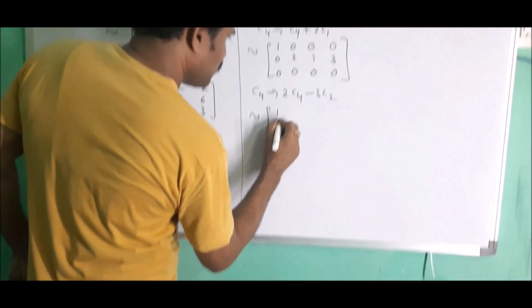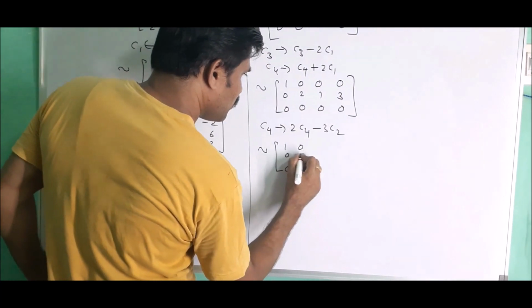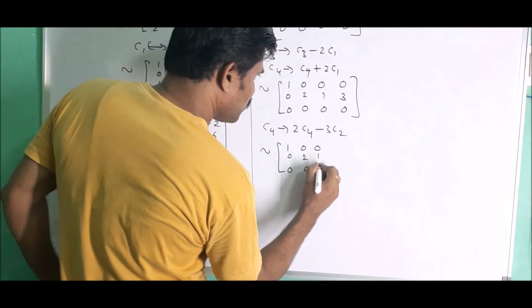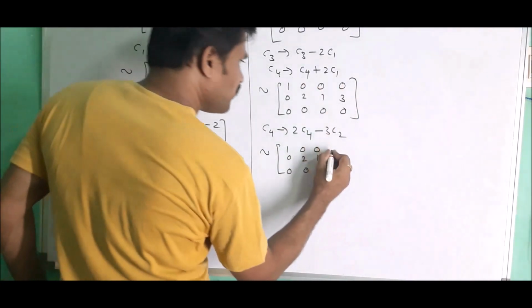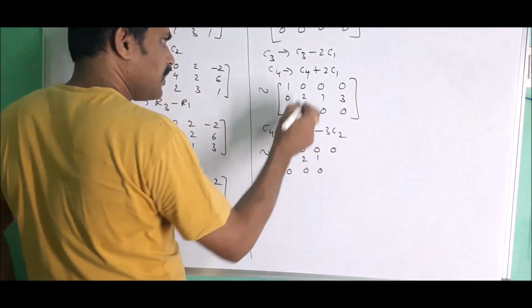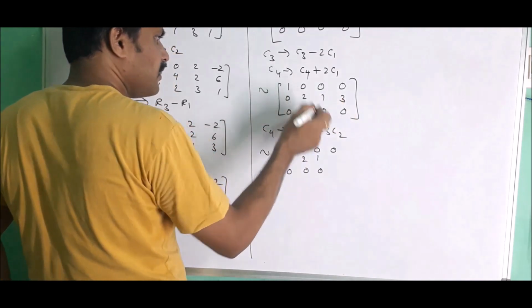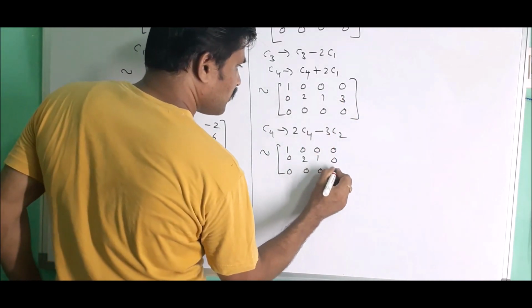So 1 0 0 0 2 0 0 1 0. First three columns do not change. Here 0 minus 0 is 0. Here 2 into 3 is 6, minus 3 into 2 is 6, so 0. This is also 0.